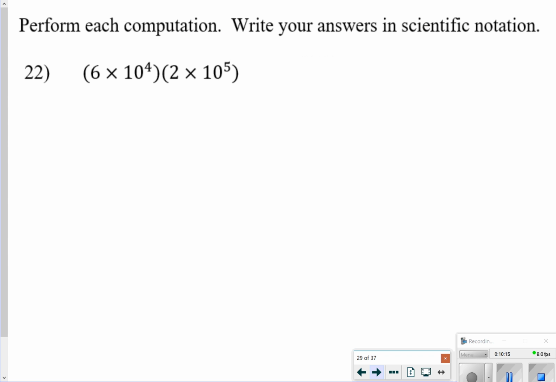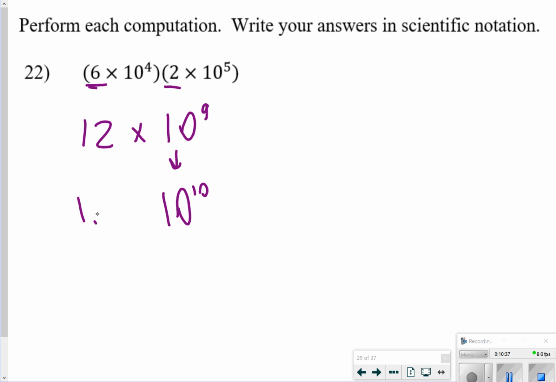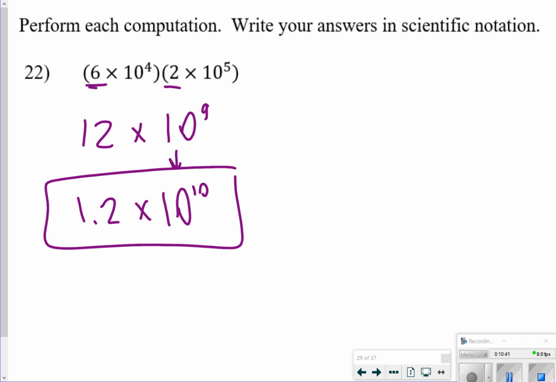For each one of these, it says perform each computation and write your answers in scientific notation. The first one I just did 6 times 2, which is 12, and then 10 to the 4th times 10 to the 5th is 10 to the 9th. But 12 cannot represent scientific notation, so I need an extra decimal place, which means this 10 to the 9th will raise to 10 to the 10th, and then I can make it a 1.2. So my answer for number 22 should be 1.2 times 10 to the 10th power.